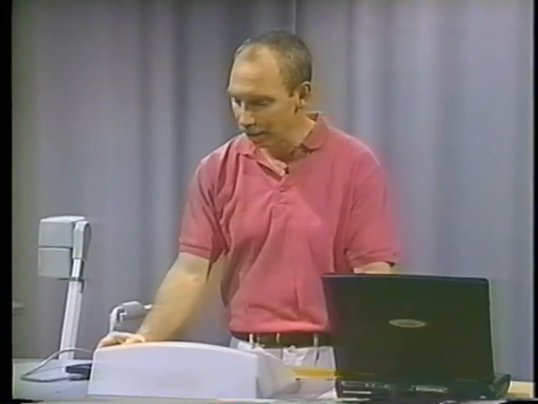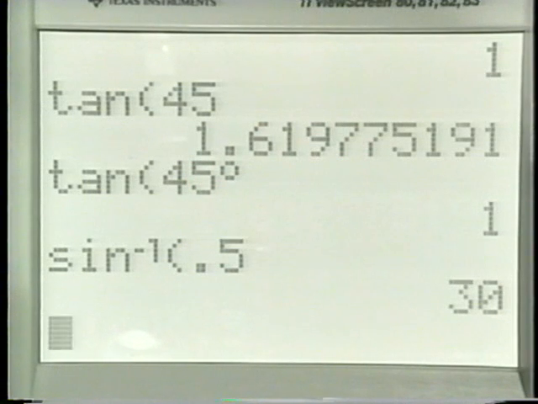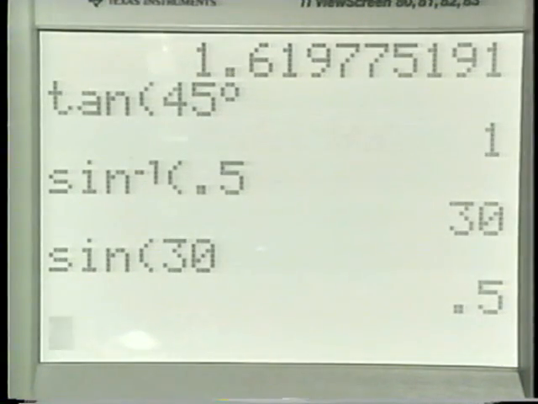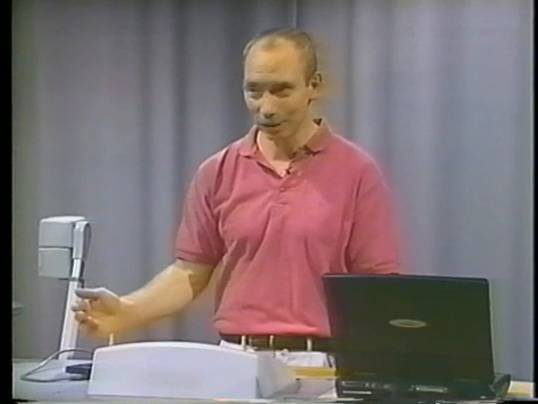The important thing is I know what mode I'm in so that when I get 30, I know that's 30 degrees rather than 30 radians, okay? That's the deal there, okay? And I know I'm right because if I take the sine of 30, let me do it. Take the sine of 30 and hit enter. I get 0.5. So that's, remember the idea of inverse sines? It's the angle that if you took the sine of it, you would get 0.5. Okay?